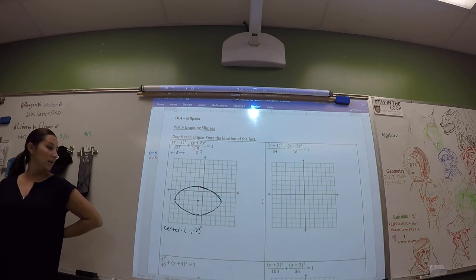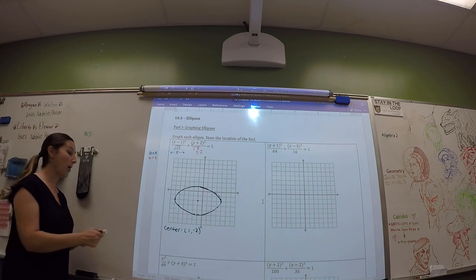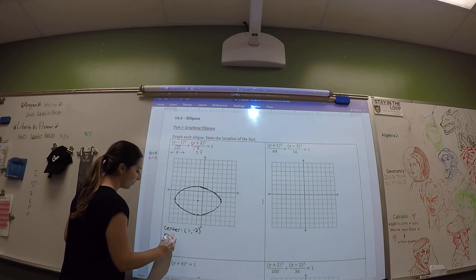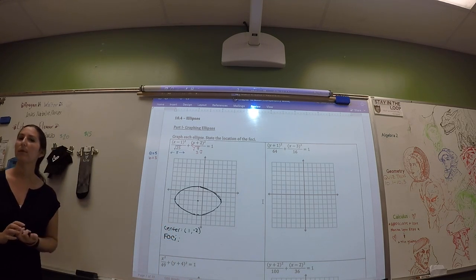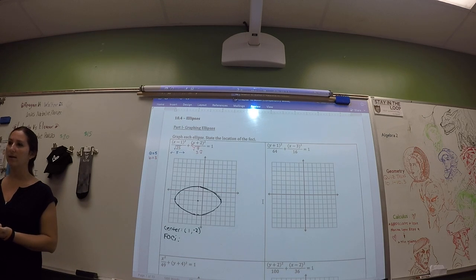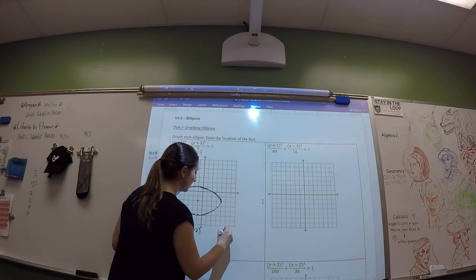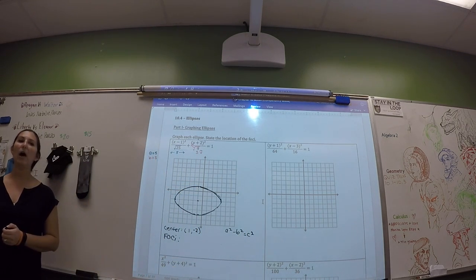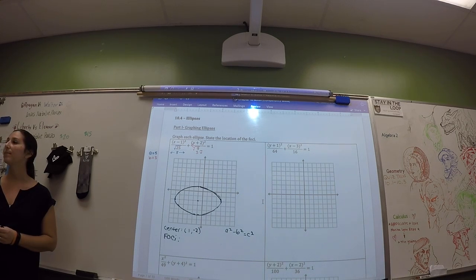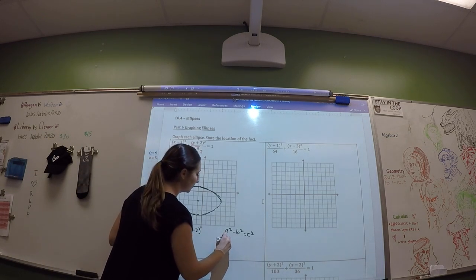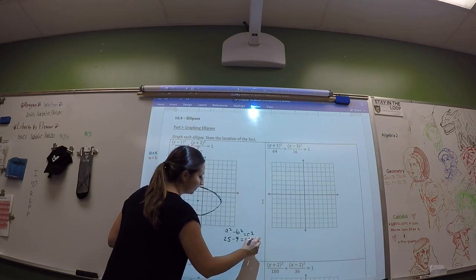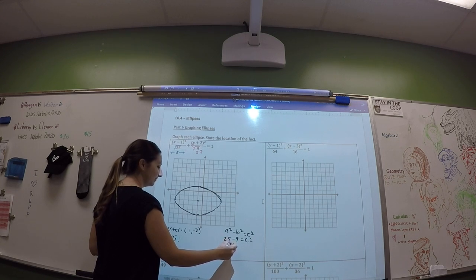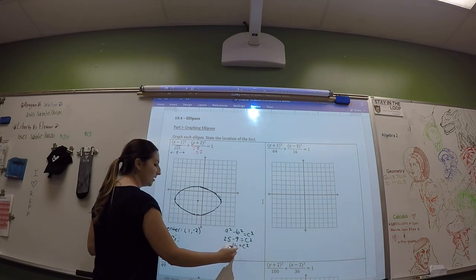Alright. The next things we're going to find are foci, or the focus points. To find out where the foci are, you're going to use the a squared minus b squared equals c squared equation. And you're calculating how far the focus points are from the center. So what is a squared? 25. And what is b squared? 9. What's 25 minus 9? 16. So that makes c 4.